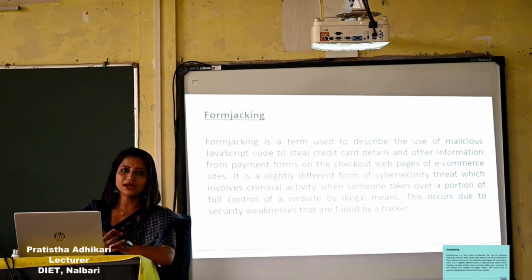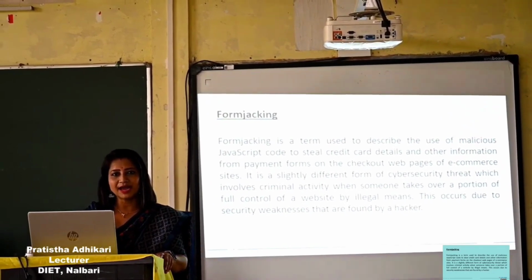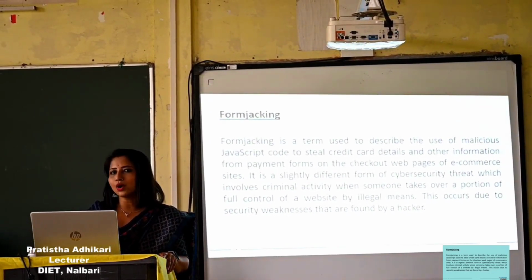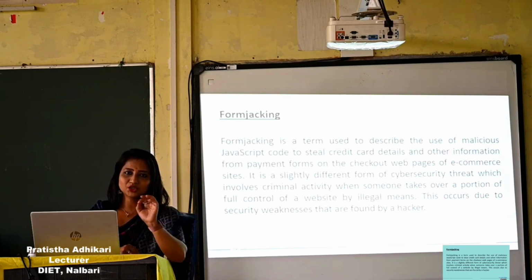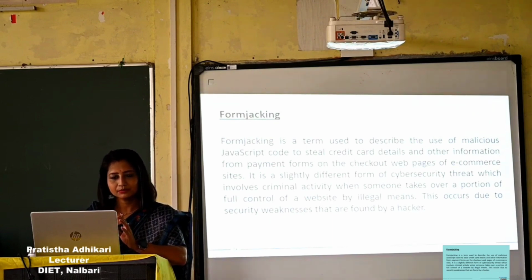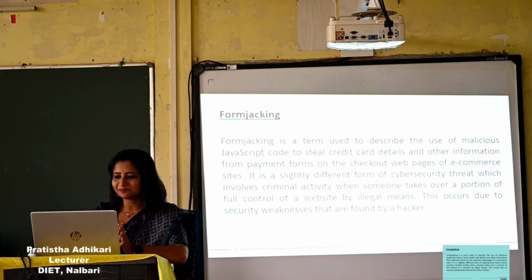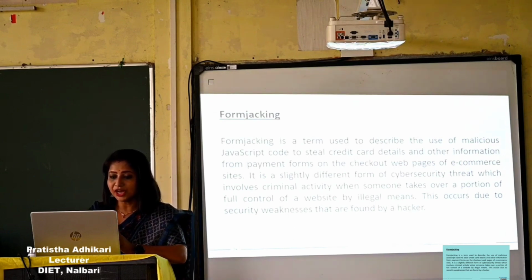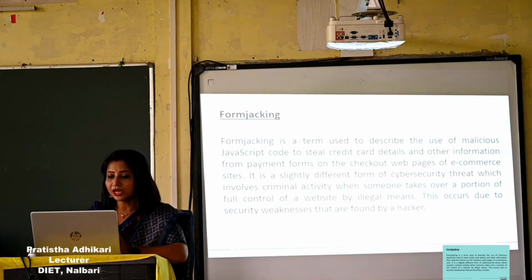Nowadays we are often inclined to buy things online, because the advancement of technology has given us that ease of life, that we do not have to go outside to get something, or we can have it at our home. We just have to choose online, give the order online, and the product will be delivered at our doorstep. Having done that, in most cases we try to make the payment online, and in such cases, formjacking tries to steal the credit card details or other information from the checkout web pages.